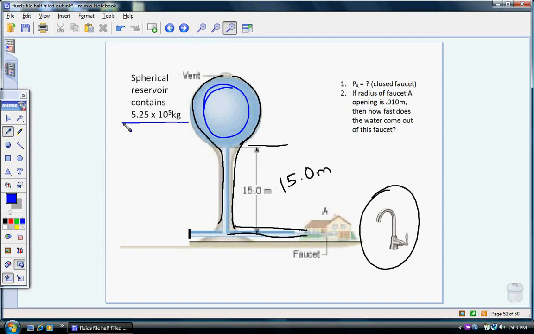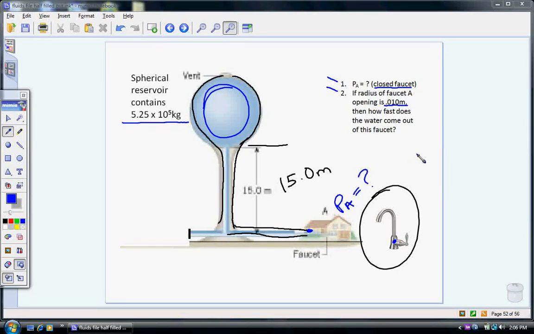And there's a couple questions here. Number one, what's the pressure down here by this water faucet when the faucet is closed? And then part two, if the faucet is opened and they give you the radius of the little opening, how fast does the water end up coming out? So let's take this problem on.